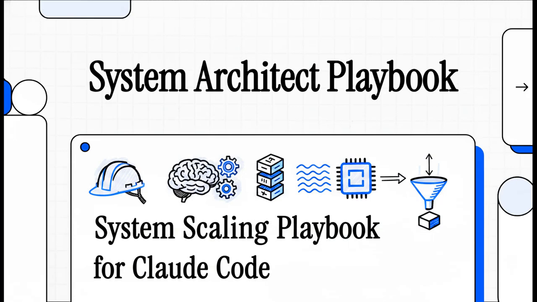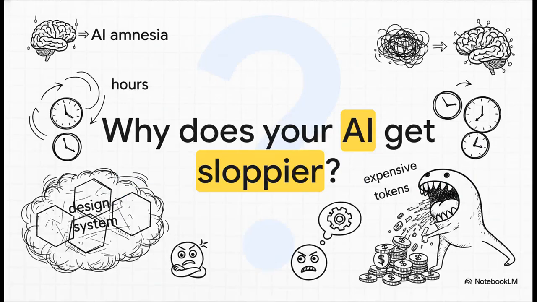So, if you're building with AI, grab your engineer's hat, because today we are diving deep into the ultimate system scaling playbook for Claude Code. We're going to tackle something that literally every serious AI builder hits a wall with at some point: token optimization and memory management. Now, you might be wondering, why does your AI get sloppier the longer you work? Have you ever noticed this?